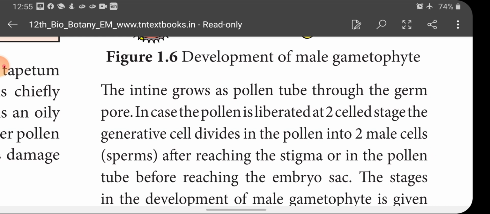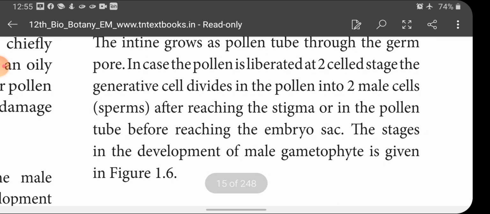Okay. So, now the intine grows as a pollen tube through the germ pore. Intine is the internal layer of the pollen grain. It grows as a pollen tube through the germ pore present in the exine region. In case the pollen is liberated at the two cell stage, the generative cell divides into two male cells after reaching the stigma or in the pollen tube before reaching the embryo sac itself.